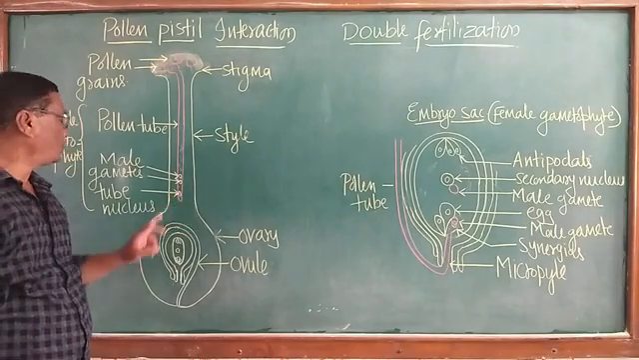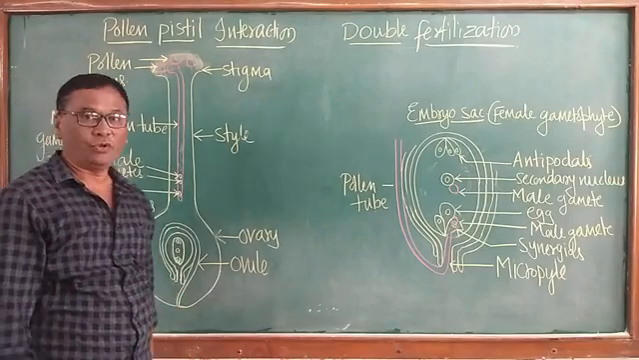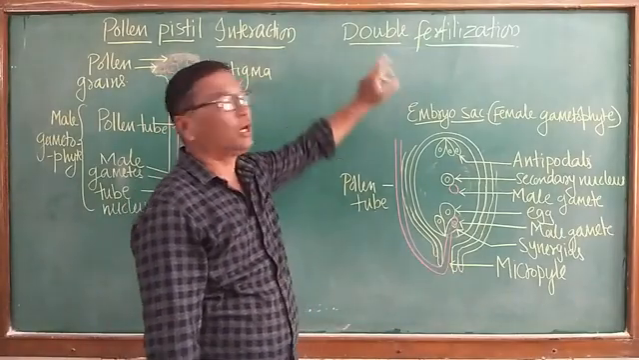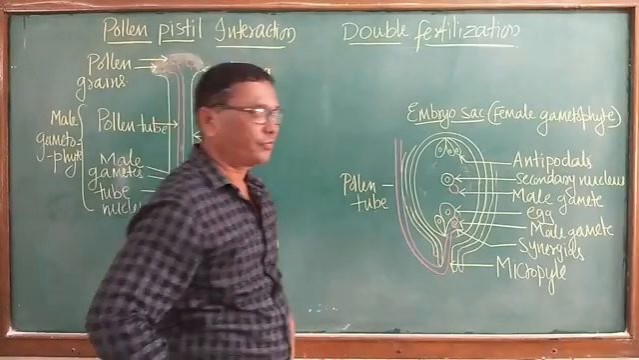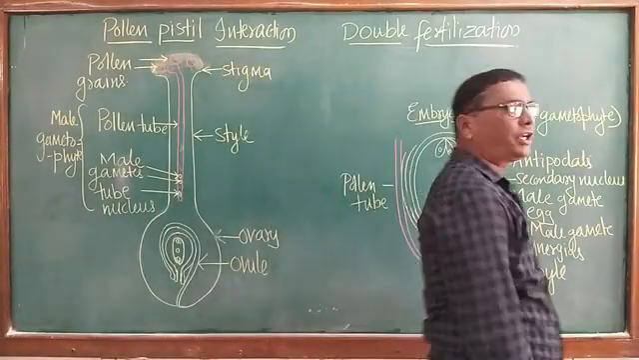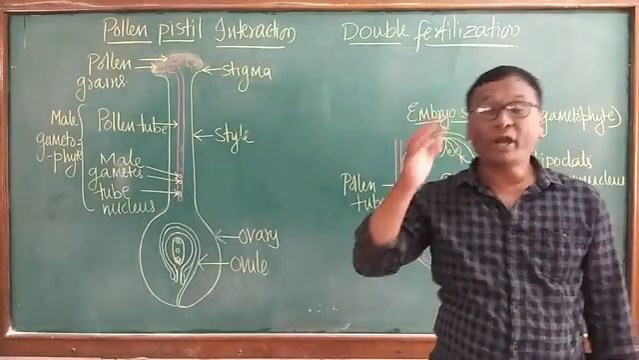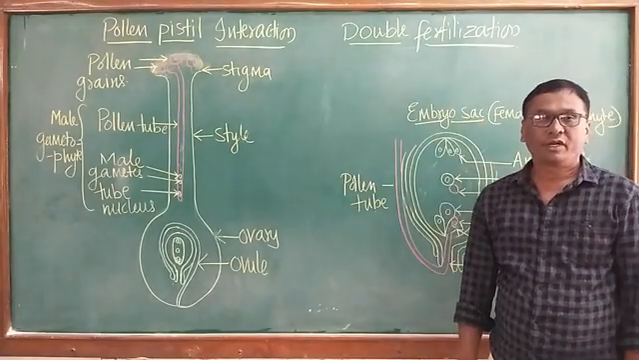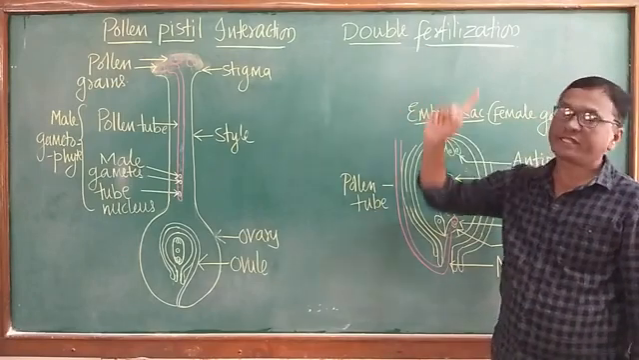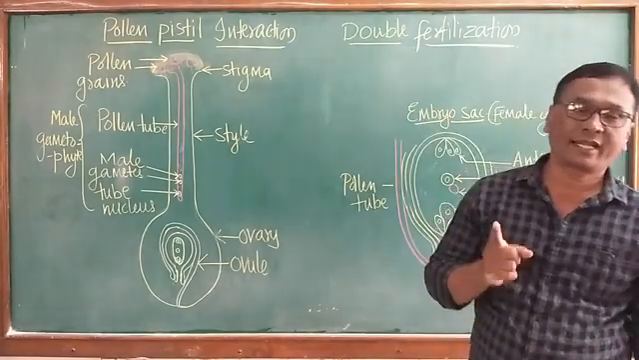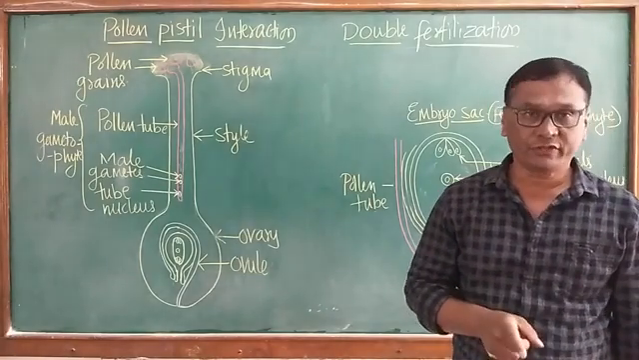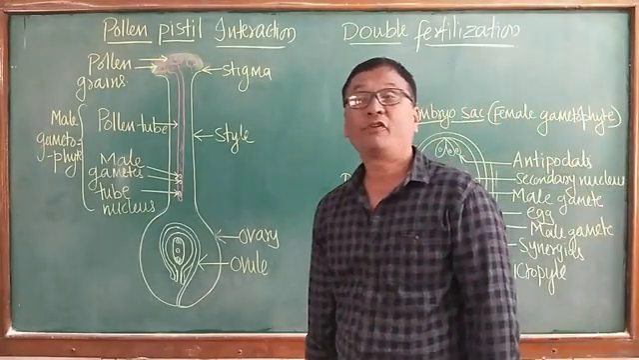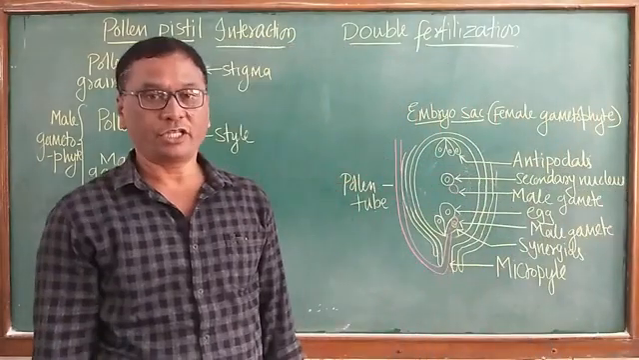With the development of the pollen tube up to the ovule, the next step is double fertilization. What is double fertilization? Why don't we say only fertilization here? Double fertilization, the word itself means that this is the characteristic feature of angiosperms. Always in angiosperms, the fertilization is double fertilization.